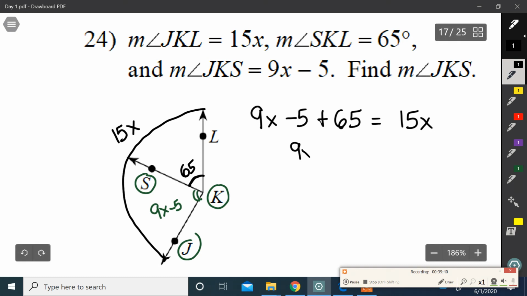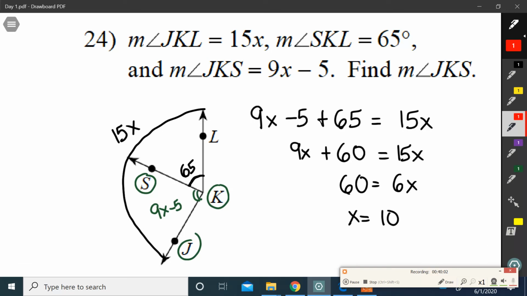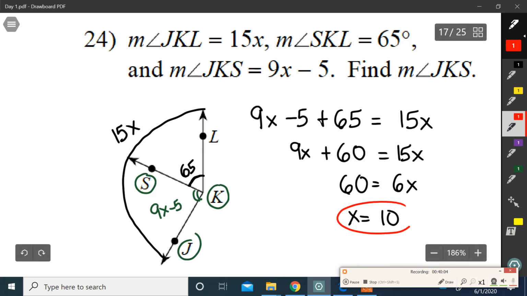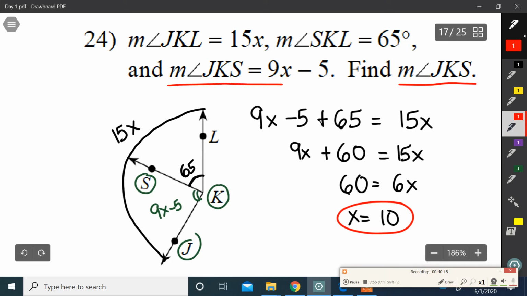All right, so we got 9x, negative 5 plus 65, that's gonna be 60. Let's subtract 9x on both sides, and I get 6x, that means that x is eventually going to equal 10. But be very careful, because that is not what this question is asking you to find. Yes, we found the key to this problem, but you still have to find the measurement of JKS, okay? And they're saying that JKS is 9x minus 5.